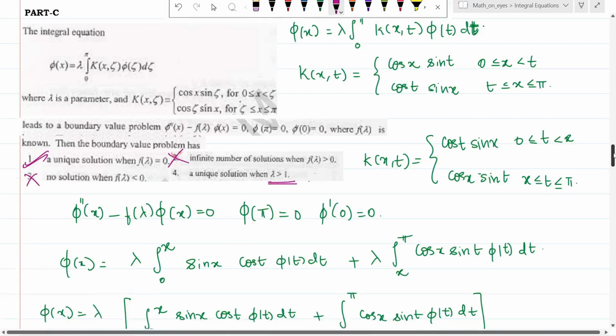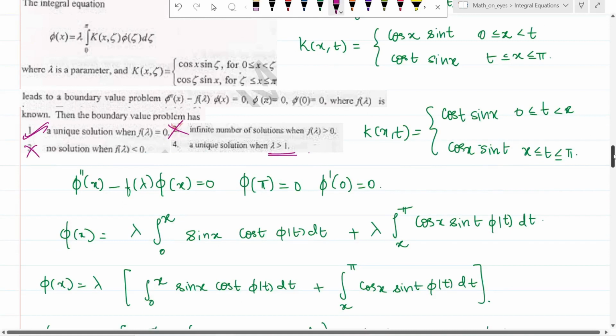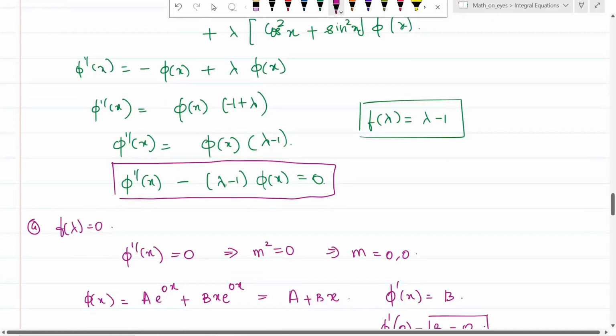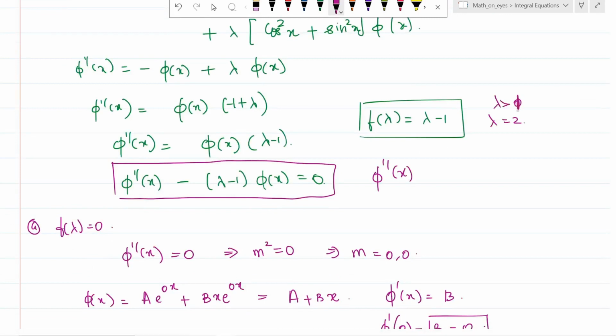When lambda is greater than 1, will it have a unique solution or not? What happens to the equation? Let us take lambda is equal to 2. Lambda greater than 1 means, let us take it as 2. So we get phi double dash of x minus 2 minus 1 into phi of x is equal to 0, that is phi double dash of x minus phi of x is equal to 0. Whatever lambda is, greater than 1, lambda minus 1 will be a positive number. So this negative persists as it is.